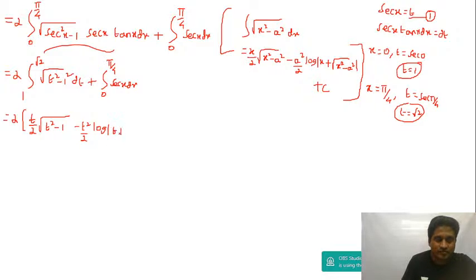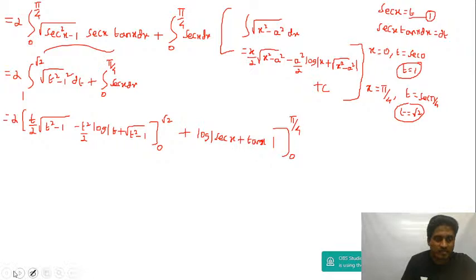Log of t plus root of t square minus 1 between the limits 1 to root 2. And then integration of sec x will be equal to log of sec x plus tan x, log of sec x plus tan x between the limits 0 to pi by 4. So let me simplify this, guys.